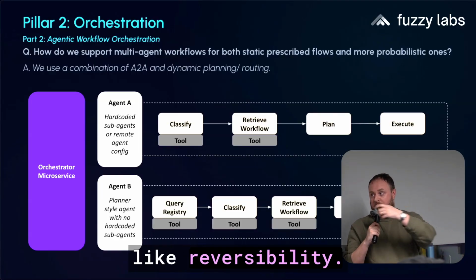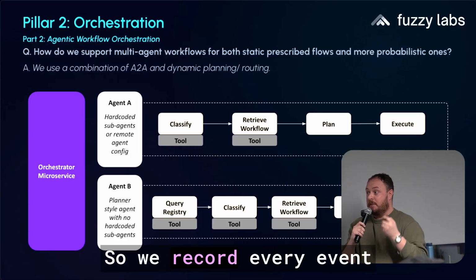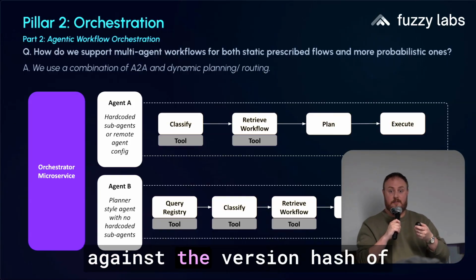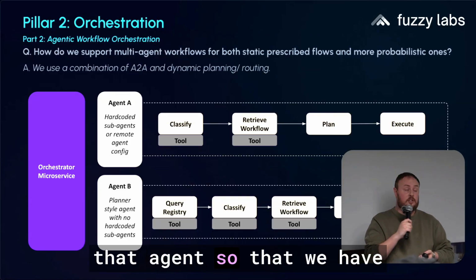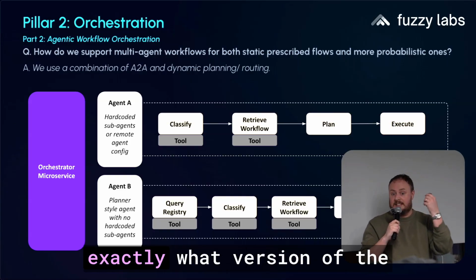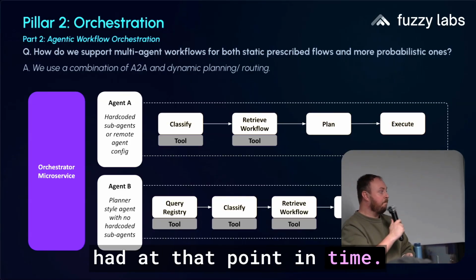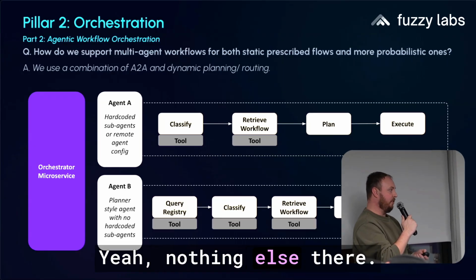And then I'll come on to reversibility, but that's effectively how we do that. So we record every event that the agent completes against the version hash of that agent, so that we have the ability to look at exactly what version of the agent or tooling service we had at that point in time. Yeah, nothing else there.